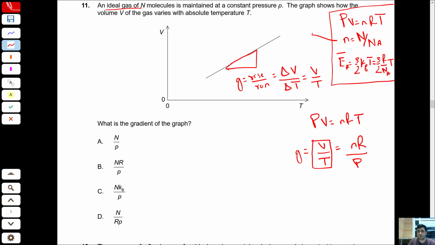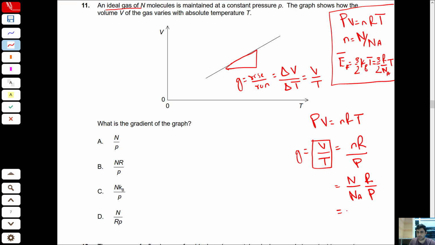So we will substitute this n as capital N over NA. Let's do that. So this n is replaced by capital N over NA by using this equation. R is as it is, and capital P is as it is. Are we there yet? Still nowhere to be found. Okay, now we have to do some more work.